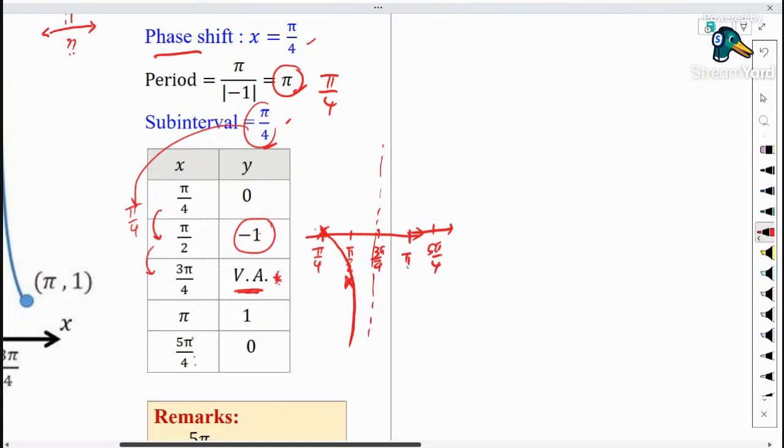Then pi at 1, 5 pi over 4 at 0. So we know that the curve is like this. Therefore, I know the shape of the graph will look something like this. And then in your drawing, the important points that you need to show in the diagram are just these 3 parts I highlight.